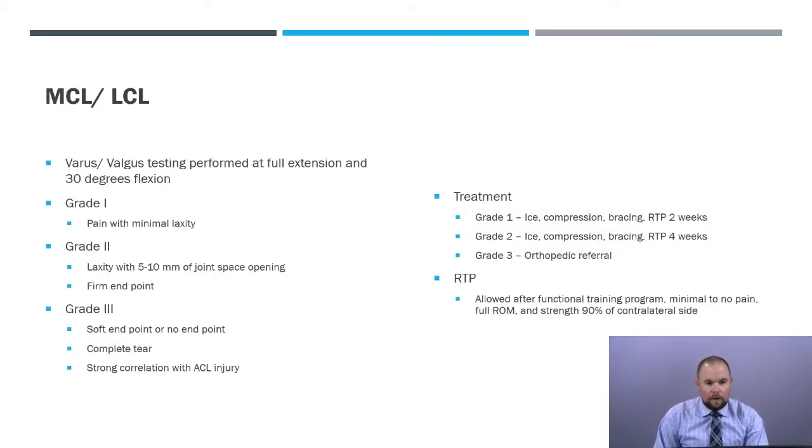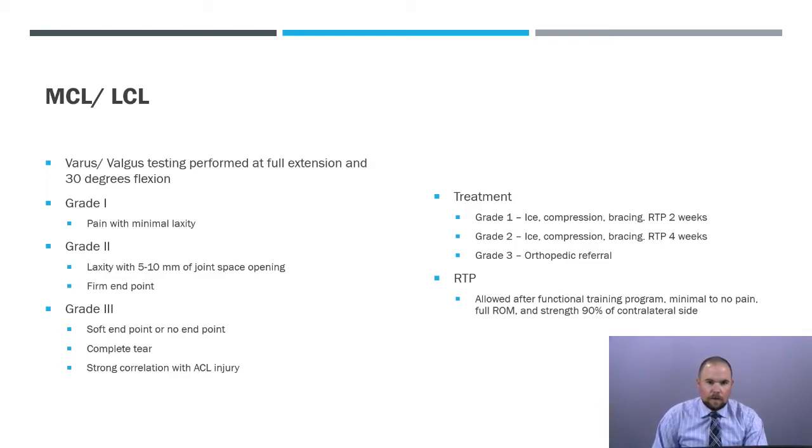On the collateral ligaments, so again, we're talking about the testing and then the grading. So it's important to evaluate these in your office. Most grade 1 and 2 injuries can be treated conservatively. So that's with the ice, compression.